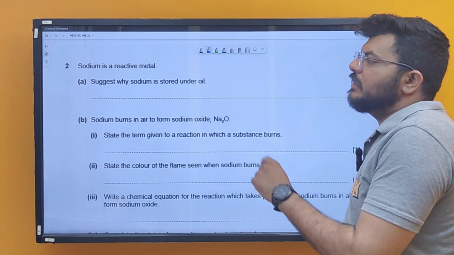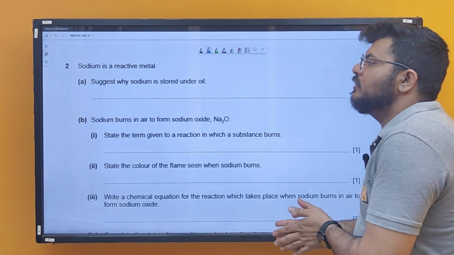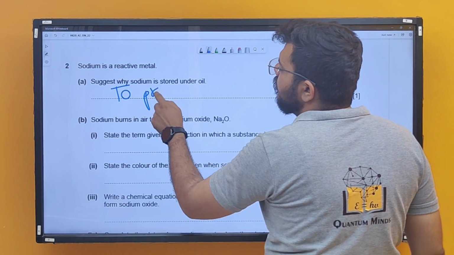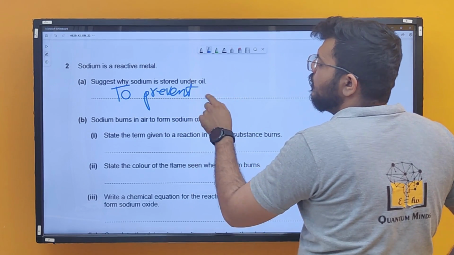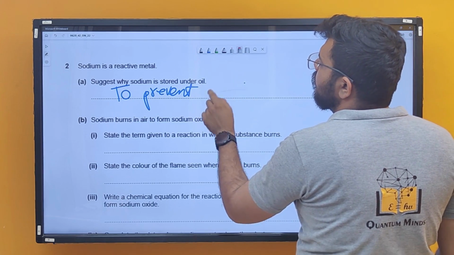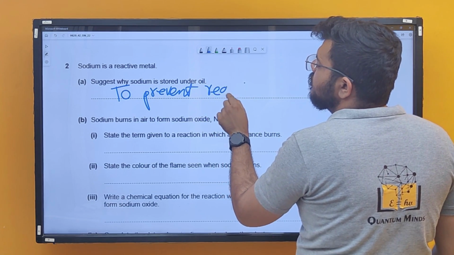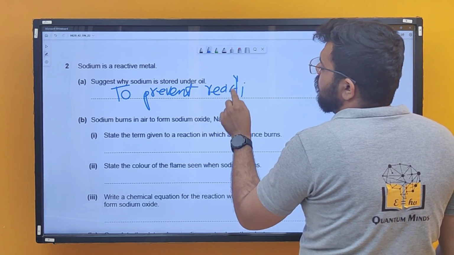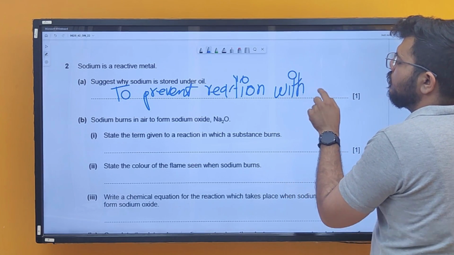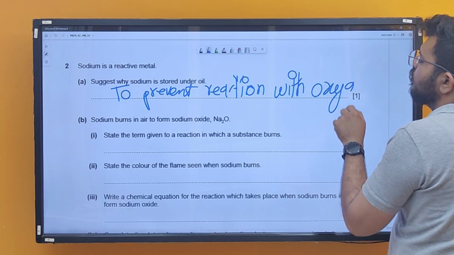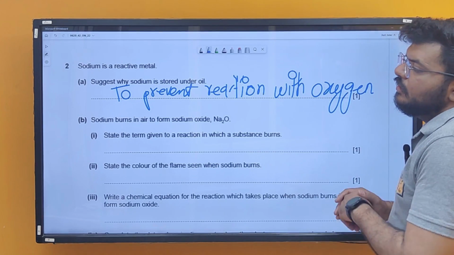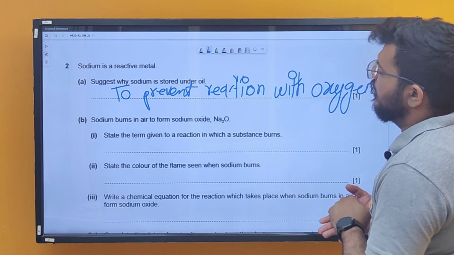Then we have sodium is a reactive metal. Suggest why sodium is stored under oil. Because it is reactive. But to prevent reaction with air, right, it will react with oxygen. It burns in oxygen. It reacts with oxygen from air. So I will write to prevent reaction with oxygen. Sodium burns in air to produce sodium oxide, Na2O.